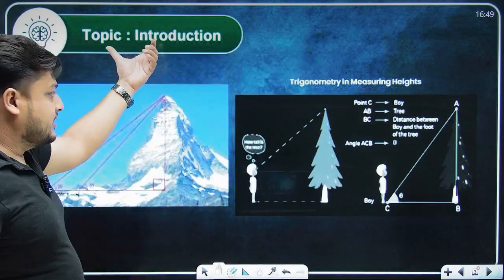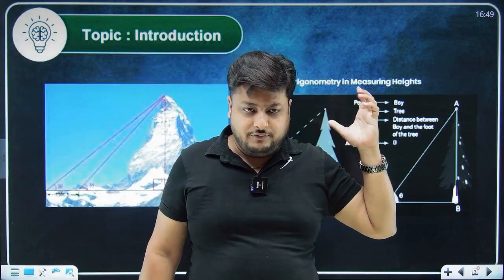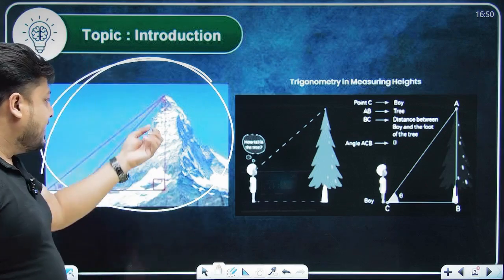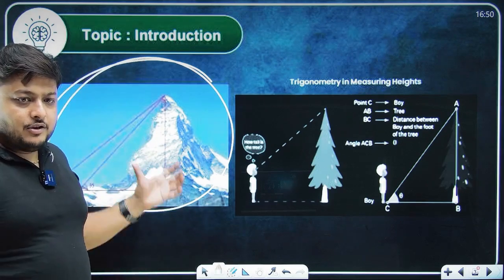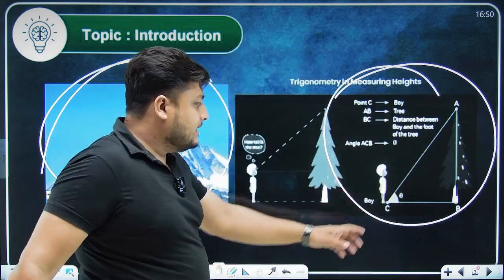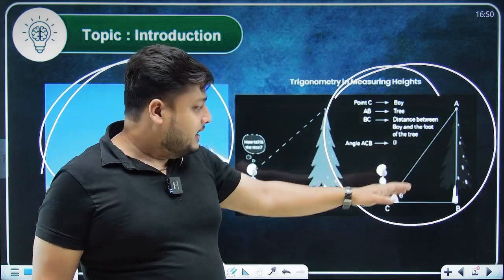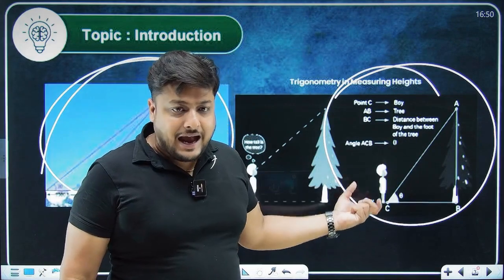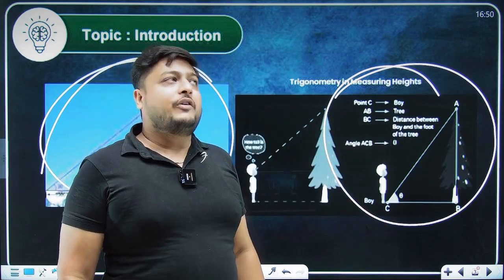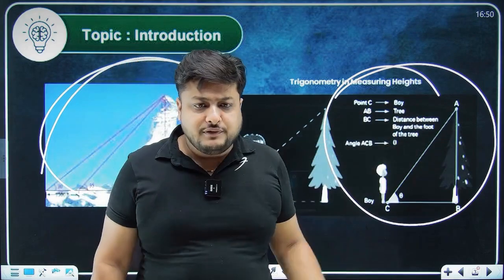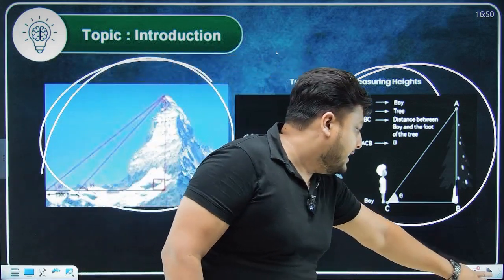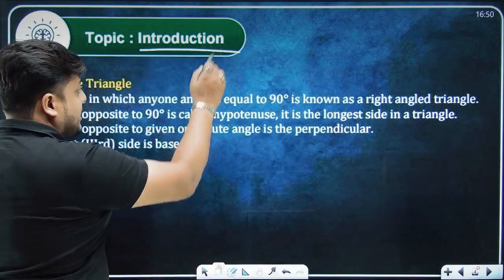So let's talk about the introduction now. See this image. You can see the mountains, right? So how can we find out the height of the mountains? Using trigonometry only. Now let's see this image. Here you can see a right triangle ABC, right? And at C, a boy is standing, and what is he doing? He is watching the top of the tree like this. So how can we find out the height of this tree? Only using trigonometry. So let's move to the next slide and discuss the introduction.